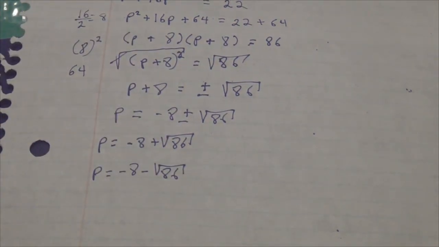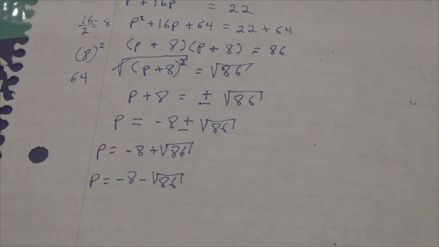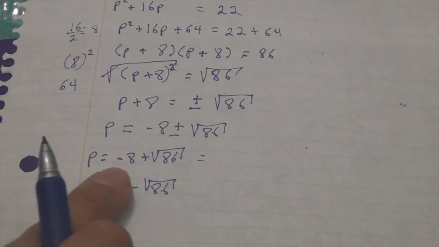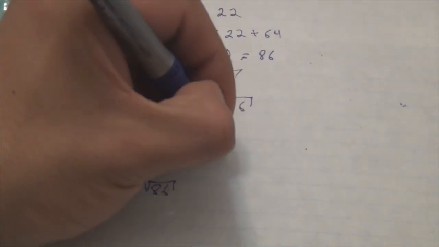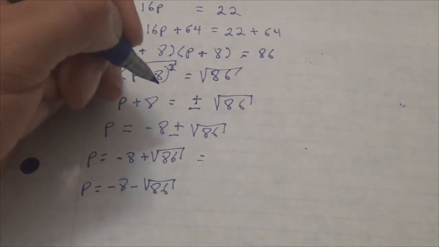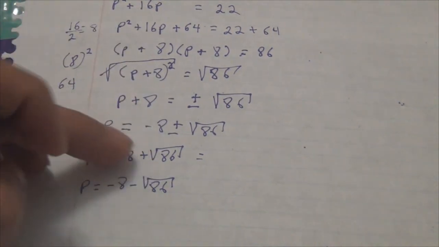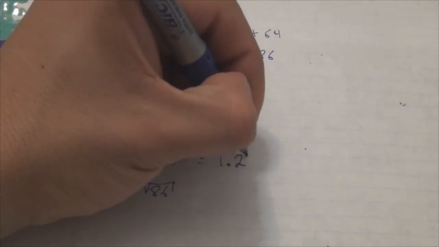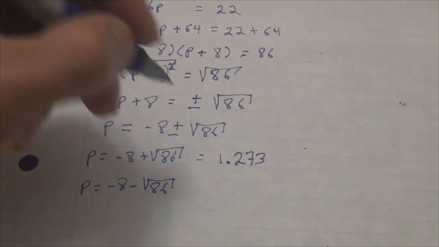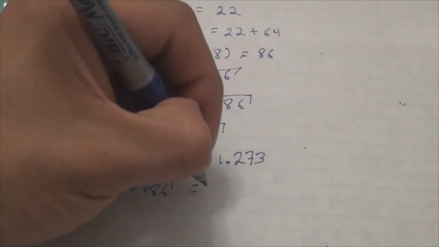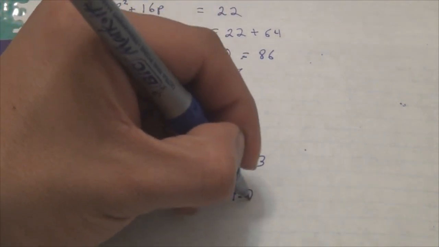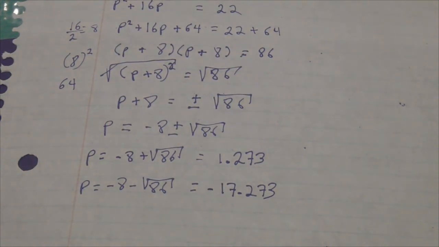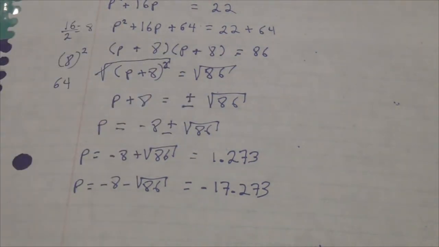Now, if they were to ask you to leave it in decimal form, then fine, use the calculator. Put this in the calculator and you're going to get, let me see now, square root of 81 is 9. So this is going to be 1.273, okay? And this one is going to be negative 17.273. If you don't believe me, just do it. Okay? So radical form, decimal form.